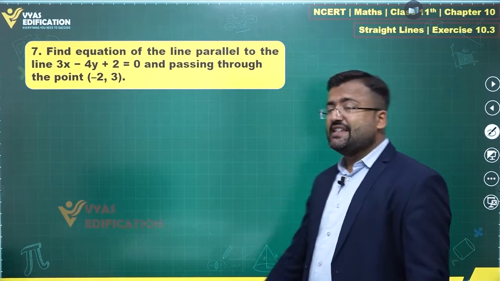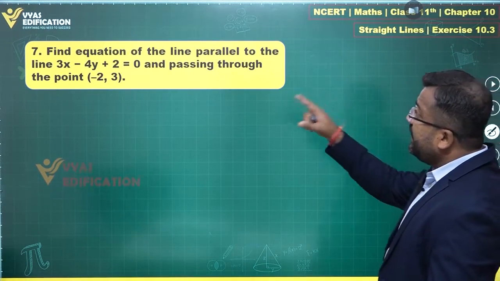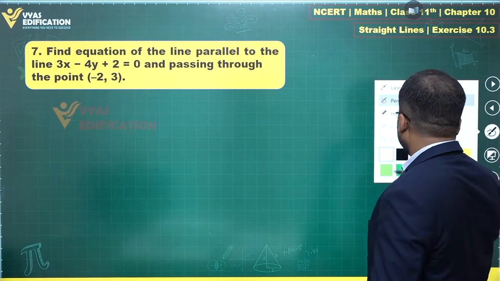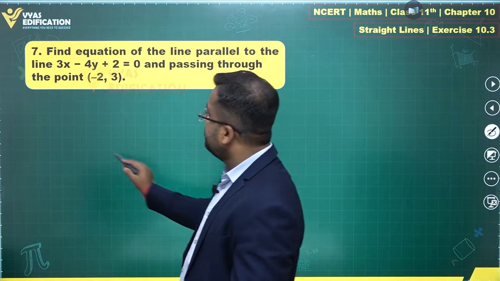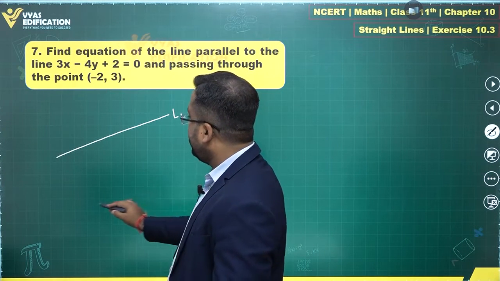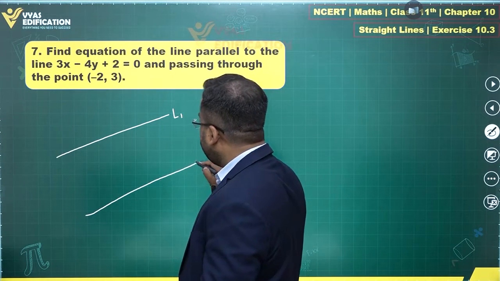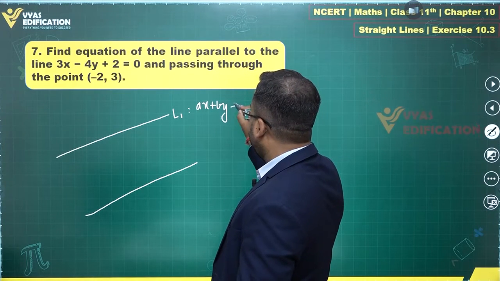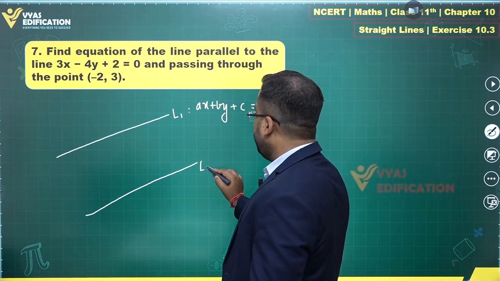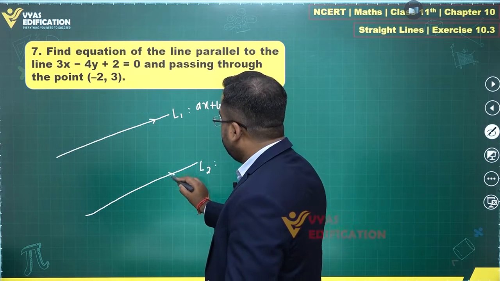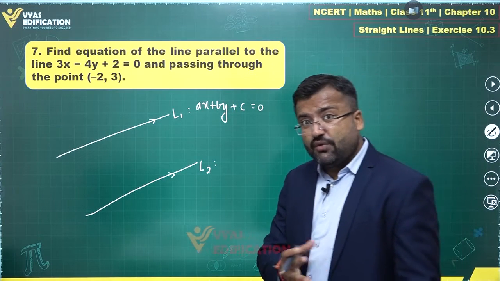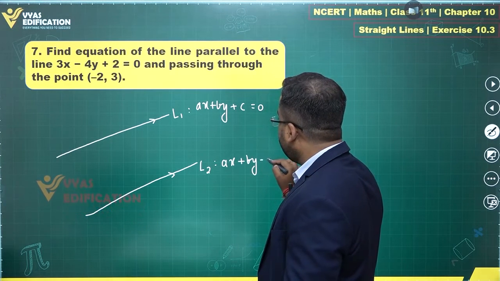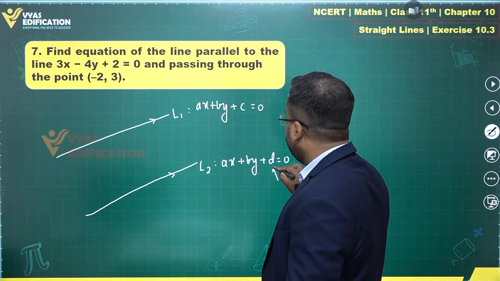The seventh question says find the equation of the line parallel to this line and passing through this point. Pretty interesting. If this is L1, ax plus by plus c is equal to 0, and you need another line parallel to this, then since the slope will be the same, the equation can be written with coefficients exactly the same, while the constant term will be different.